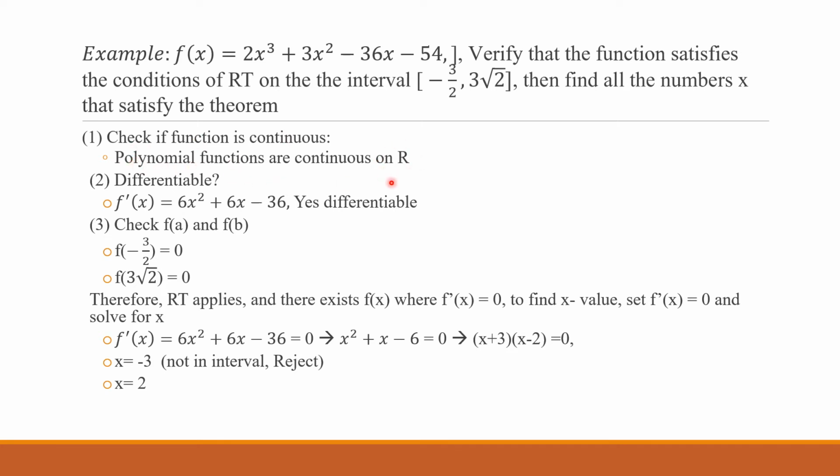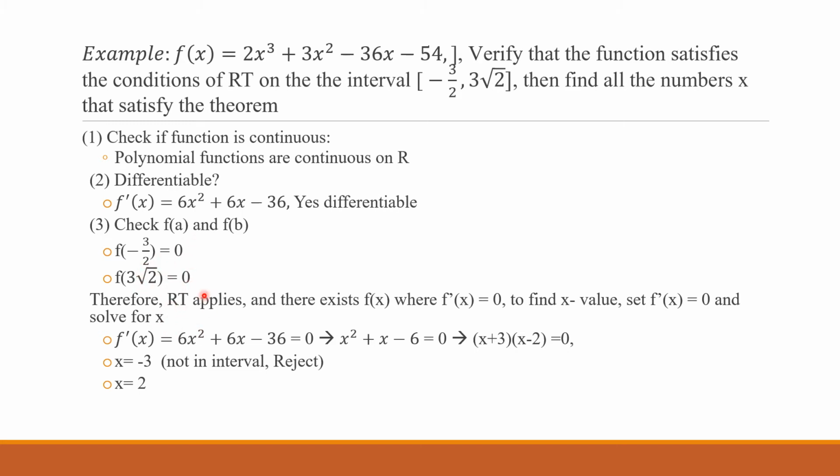Polynomial functions are continuous on R. Let's check if it is differentiable. I differentiate it and I found it's again a polynomial, so it is differentiable. Let's check f of a and f of b. F of the first point, which is minus 3 over 2, and f of 3 root 2, same value.